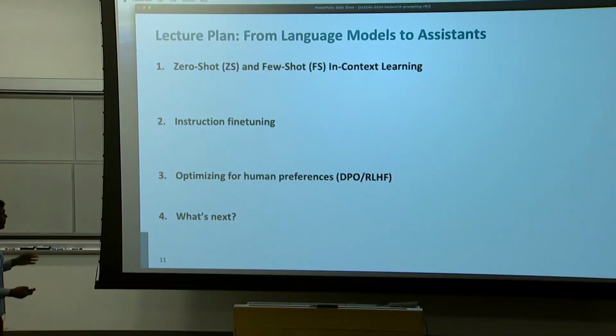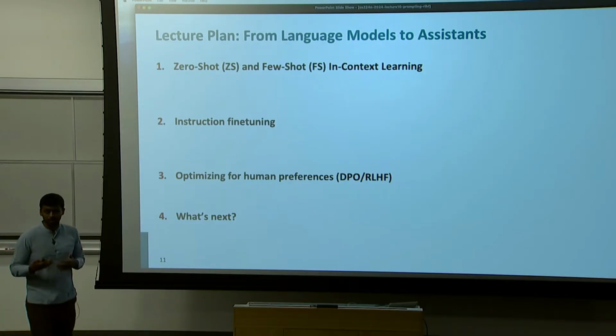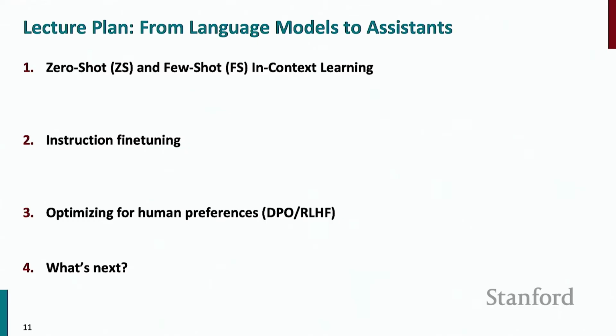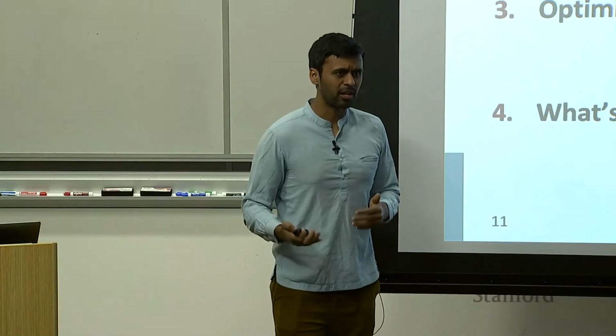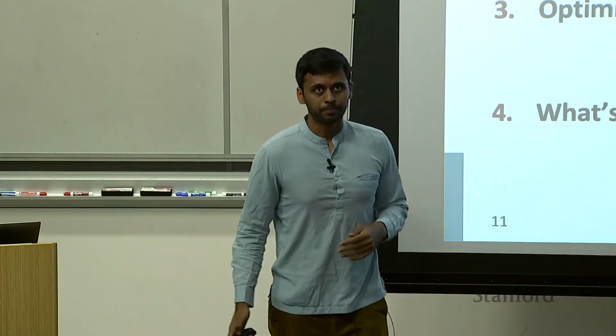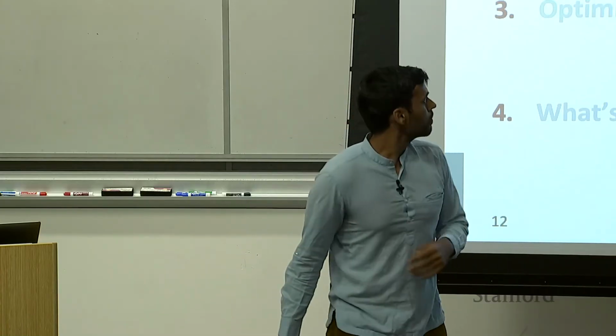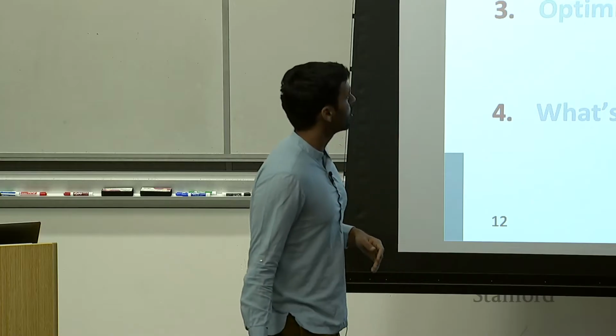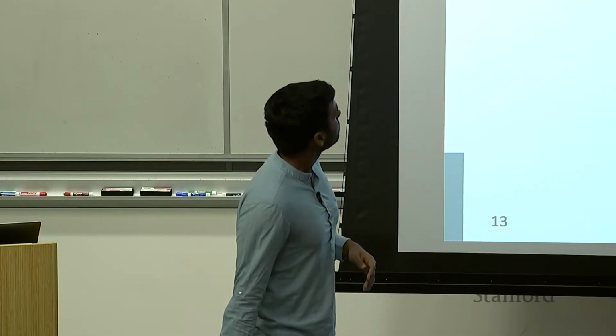So the overall plan is we're going to talk about zero-shot and few-shot in-context learning. Next, we're going to follow up with instruction fine-tuning. And then we're going to talk about optimizing for preferences. This is roughly where things are right now in the industry. And then we're going to talk about what's next, what the limitations are, and how we move from here. Cool. So we're going to start off with zero-shot and few-shot in-context learning.